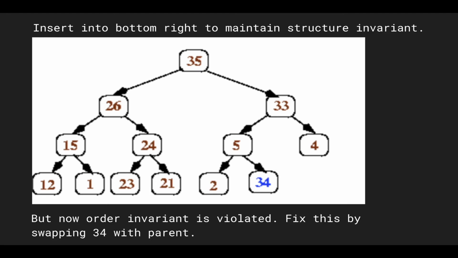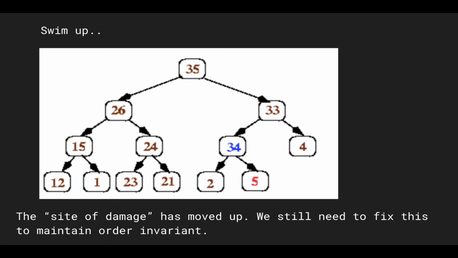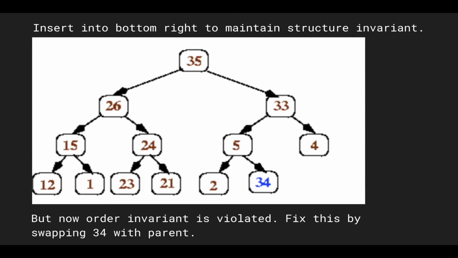So we need to fix this by swapping 34 with its parent. There's a lot of terms for this. You can call it swapping up, bubbling up, swimming up, sifting up as well. And I like to use sink and swim because those are some fun verbs to say. So because 34 in this state of the binary tree is greater than 5, we swap it up to try to fix the invariant that we violated.